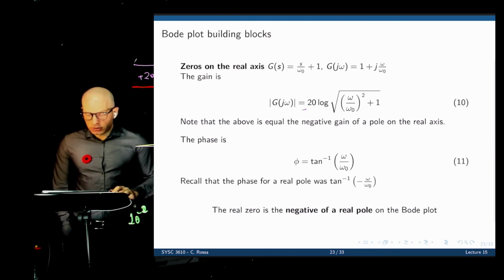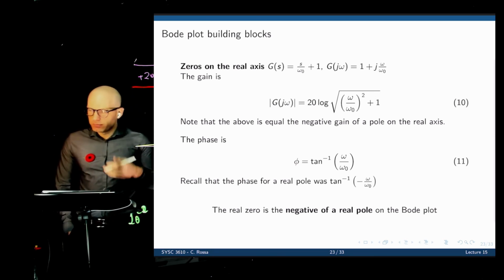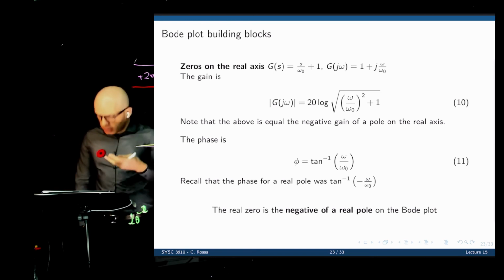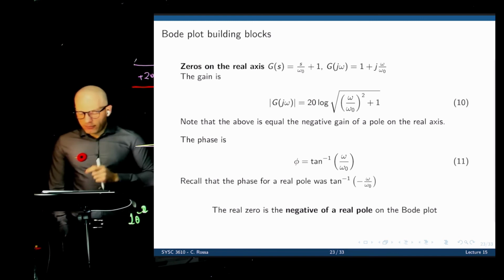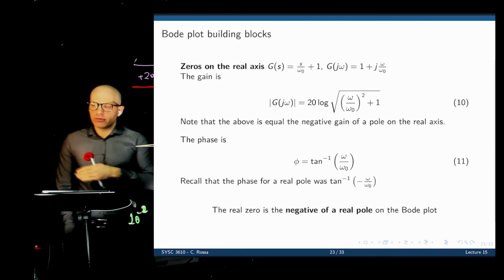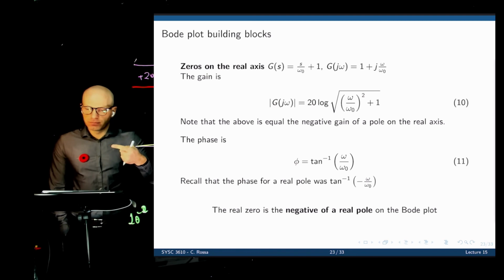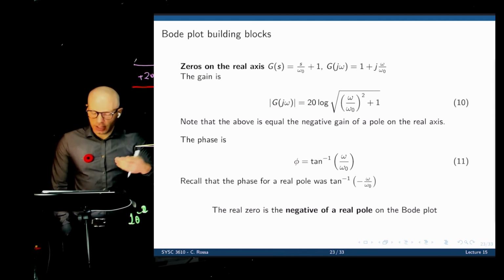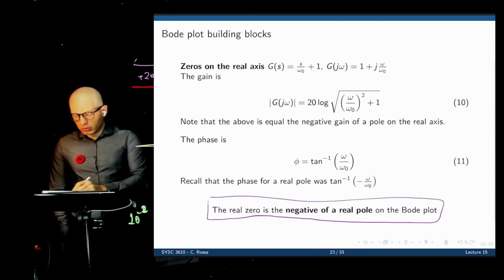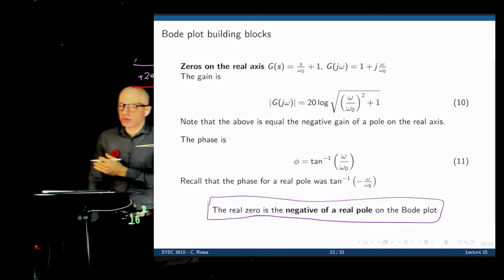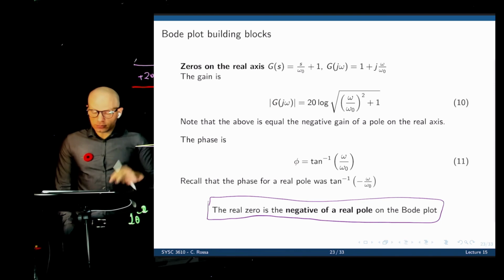The only difference is now the slope will start to increase. Up to the cutoff frequency it is still 0. At the cutoff frequency, we now have plus 3 decibels. Past the cutoff frequency, the slope goes up. The phase will follow a similar trend. Before the cutoff frequency, 0. At the cutoff frequency, we go up to plus 45 degrees. And past the cutoff frequency, plus 90 degrees. So the real zero is exactly the negative of a real pole on the Bode plot. The same as we did before for poles and zeros at the origin, they go up instead of going down.